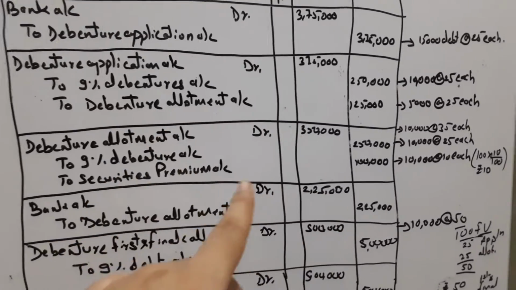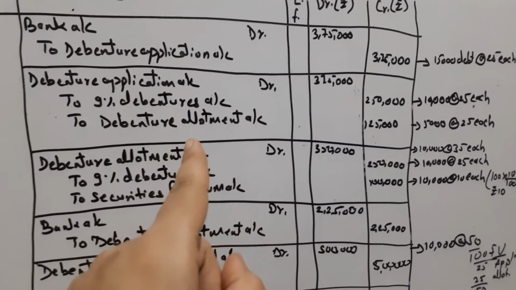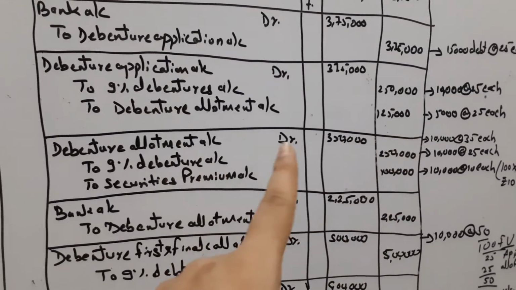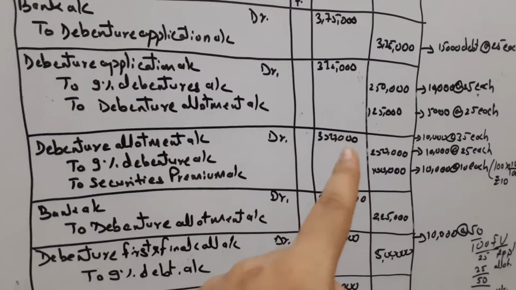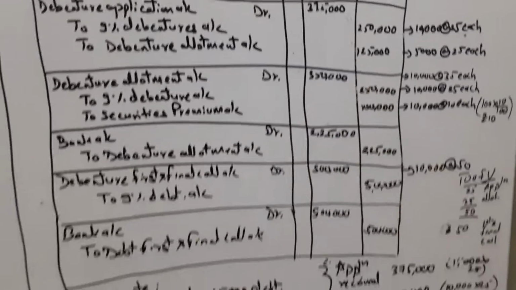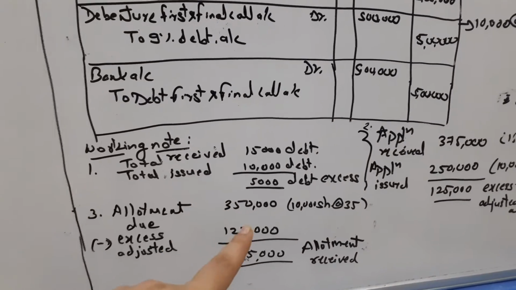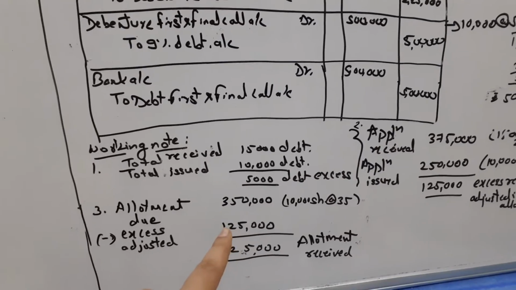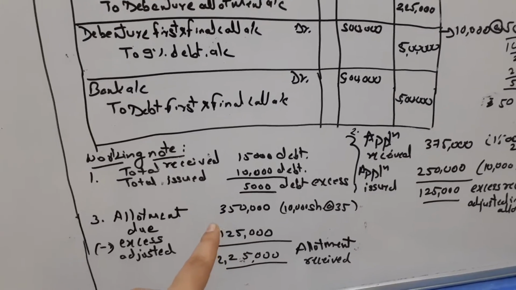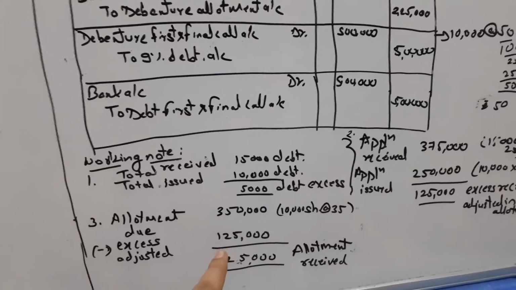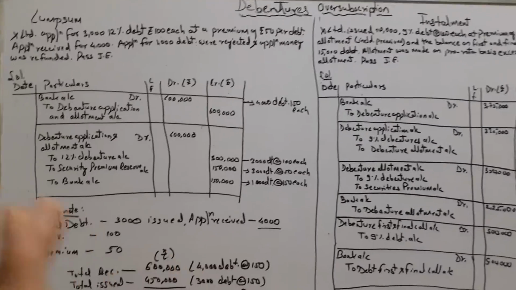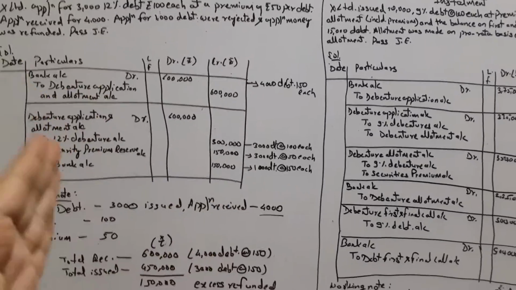Alternatively, from the journal entry you can cross check. Here your debenture allotment was credited with 1,25,000. Here debenture allotment is debited with 3,50,000. So 3,50,000 minus 1,25,000. This 1,25,000 is the excess amount which is required to be adjusted in allotment as per the question requirement. So this is the way you have to solve when the company asks in lump sum and in installments.